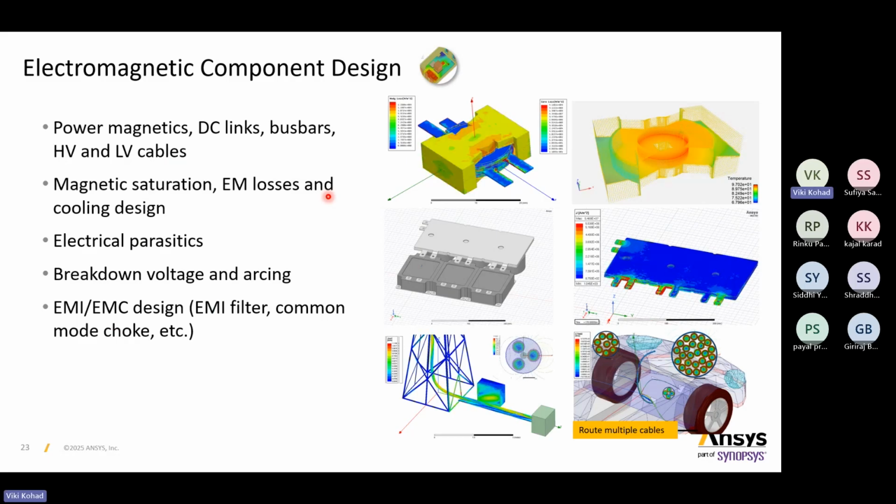Next, the electromagnetic component design. For electromagnetic component design, you have components like power magnetics, DC links, bus bars, and high voltage and low voltage cables that you can design inside Maxwell. Then the electrical parasitics. Here the magnetic saturation is basically the point at which your magnetic field is getting saturated. You can calculate at which point the electromagnetic behavior of your component is getting saturated. You can calculate those losses also, and on the basis of those losses, you can design your cooling strategy. The EMI/EMC parameters.